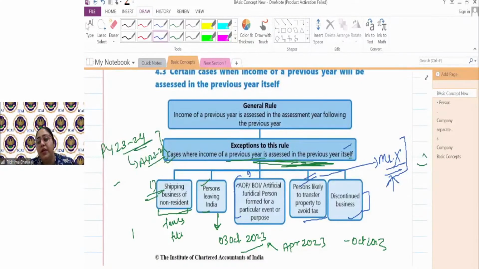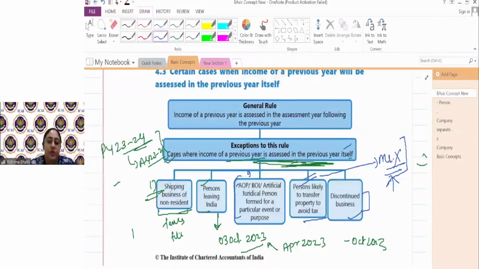It would be allowed to leave only when it pays taxes. Then a person leaving India, he's leaving India for good. He might not come back anytime soon. So let's recover all the taxes on the income which he has earned till the time he was in India.